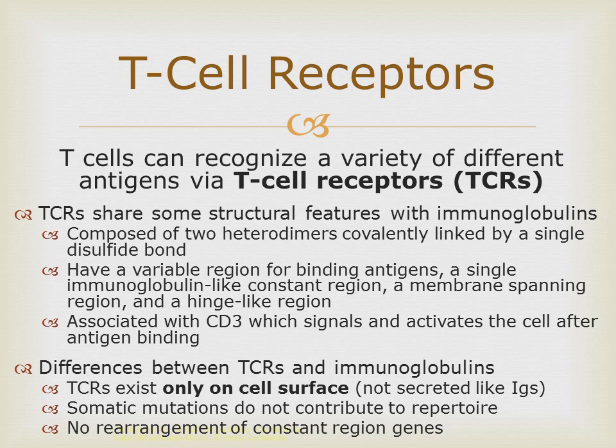The differences between T cell receptors and immunoglobulins: the T cell receptors exist only on the cell surface. They're not ever secreted like immunoglobulins are. Somatic mutations do not contribute to the repertoire of the various T cell receptors, and there's no rearrangement of the constant region genes like there are with the immunoglobulins.